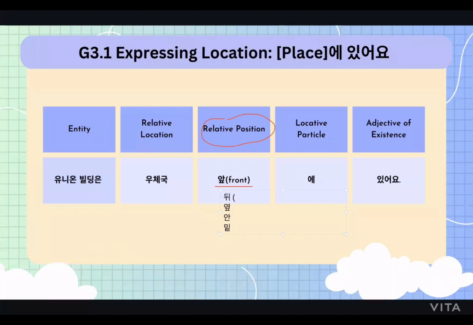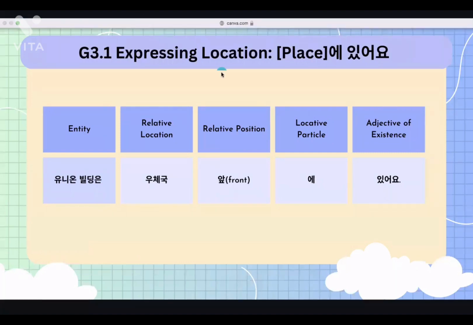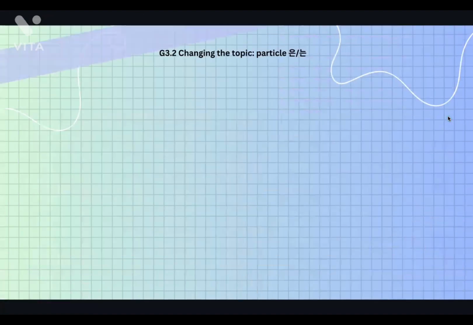So, 뒤 means, again, behind. 그쵸? Behind. And then 옆 means 뭐라고요? Beside. 그쵸? 자, 안 means inside. And then 밑 means below가 되겠습니다. Below. 그쵸? 자, please remember this relative position, okay? So you can put it this relative position between relative location and locative particle. Alright. 자, 그러면 그 다음 걸로 가볼까요? Let's go to the next page.